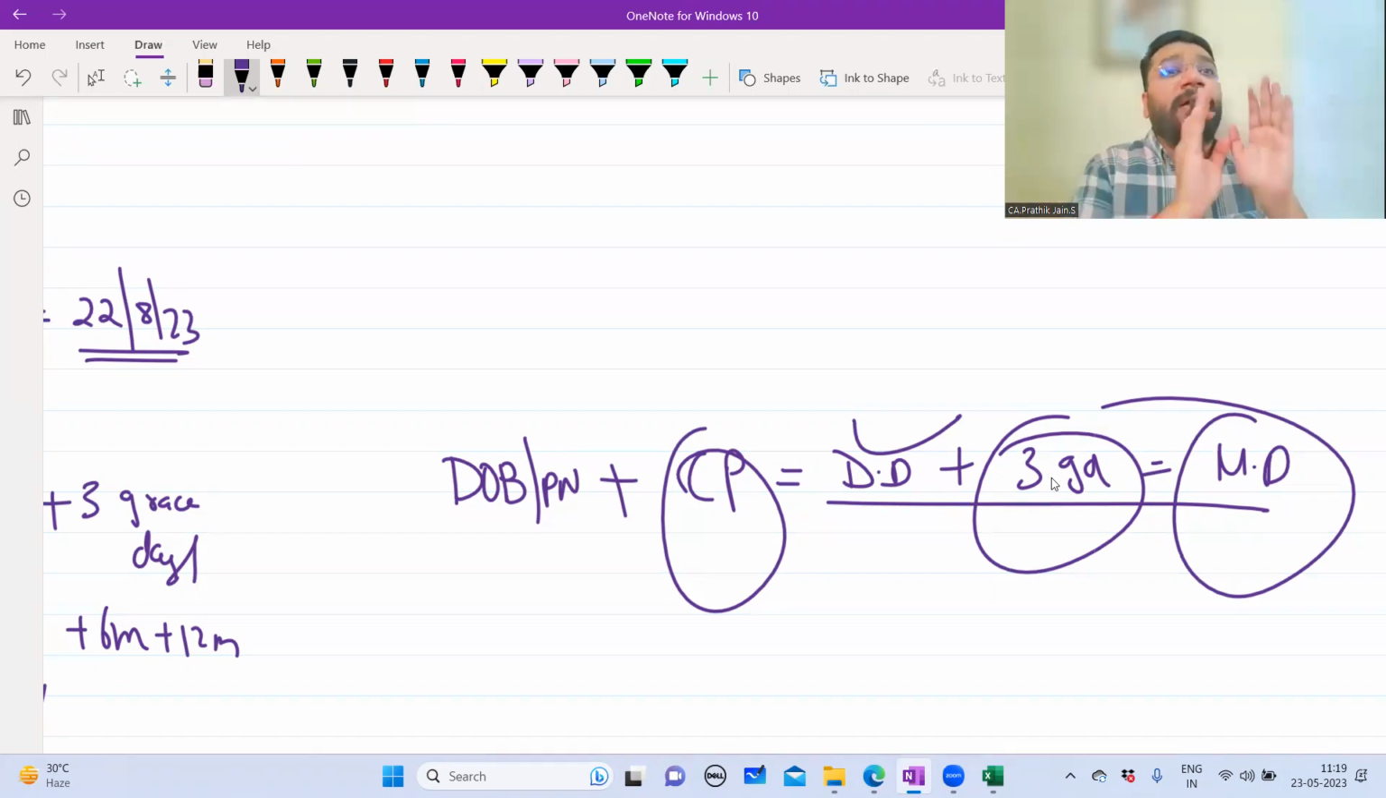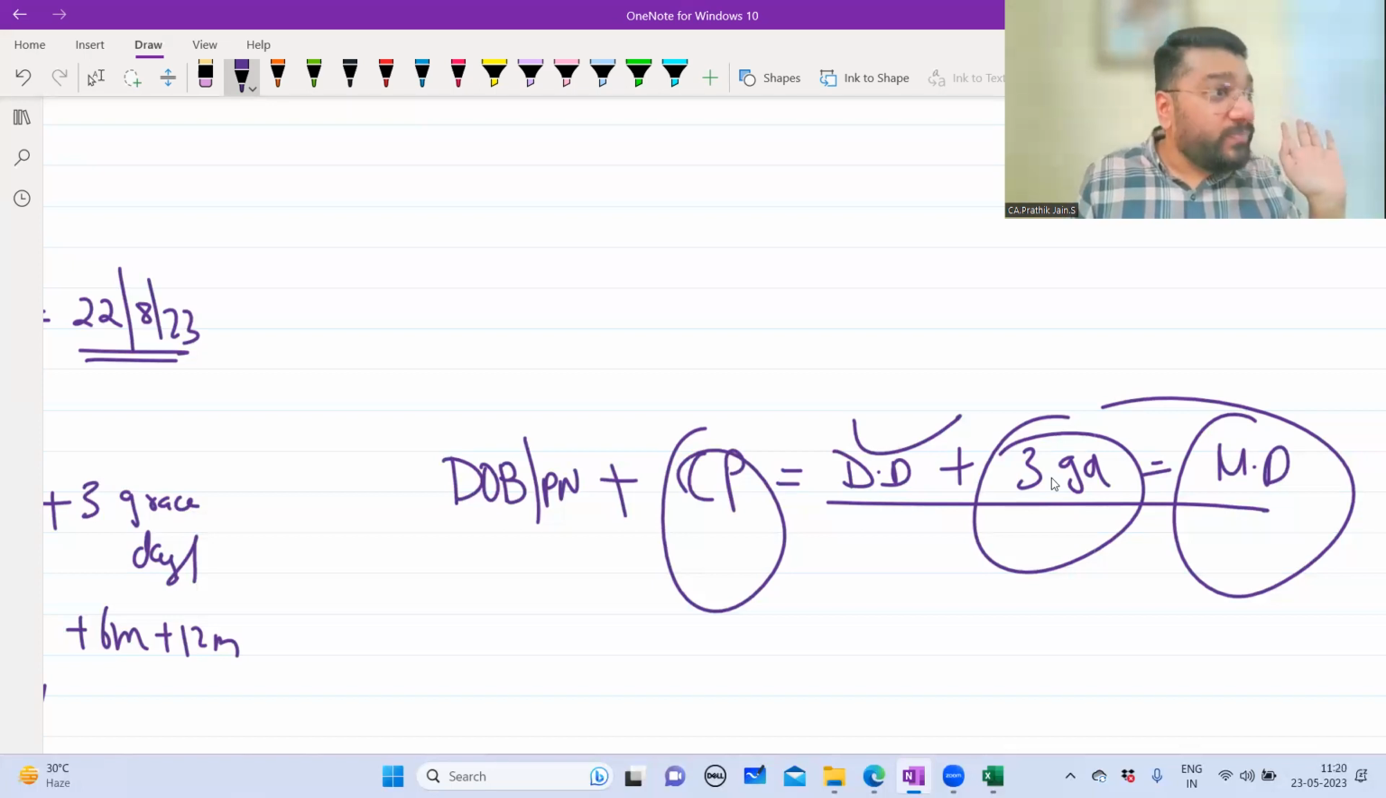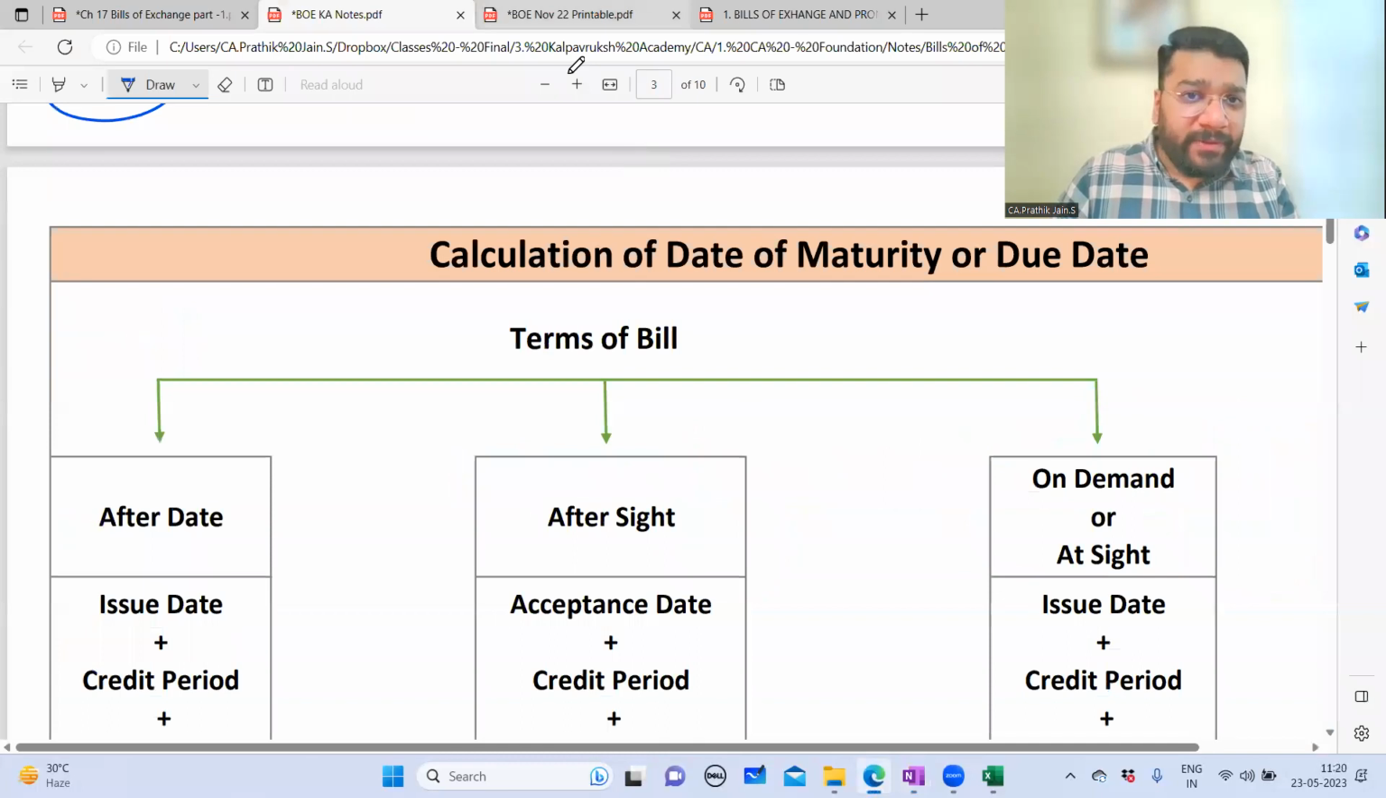Means with the credit period, add 3 grace days, and whatever date you get, that is the final due date, that is the final maturity date. For practical purpose. For theoretical purpose, if you see, very clearly they have given.